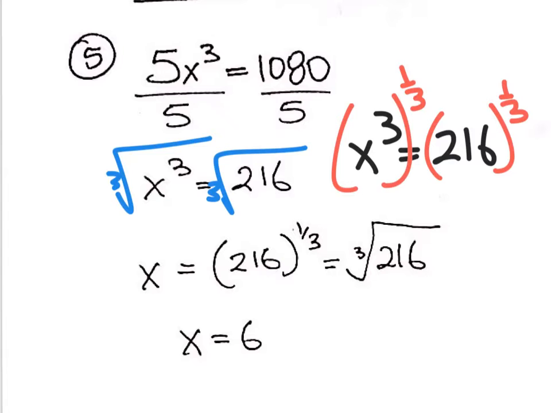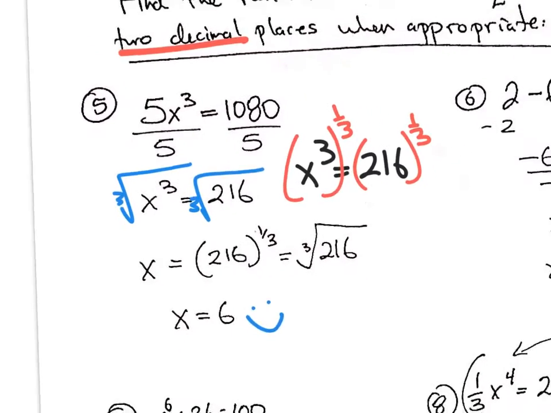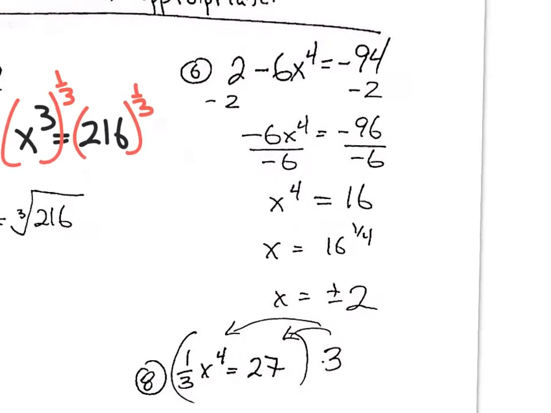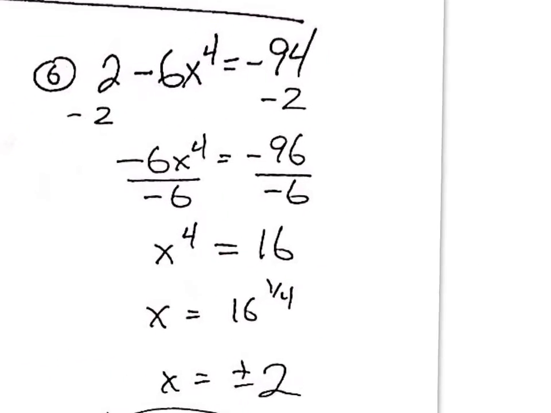So the cube root of 216 could be written this way or this way. You don't have to write both. I wrote them just for fun. And the cube root of 216 is 6. All right. Questions? Well, it's hard to ask questions of a video, but okay, here we go.